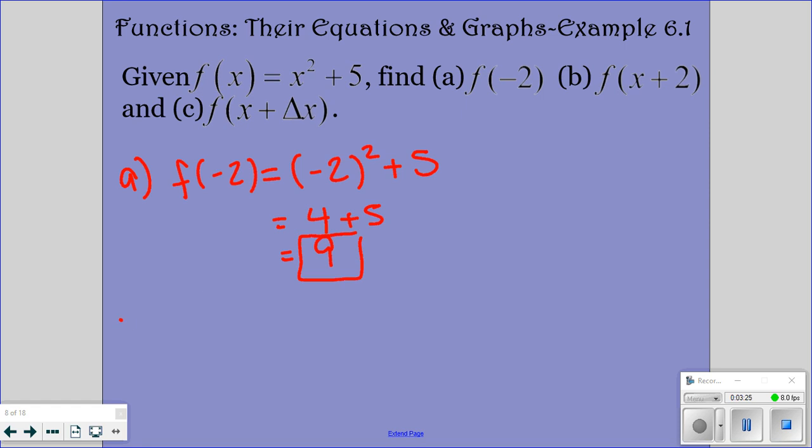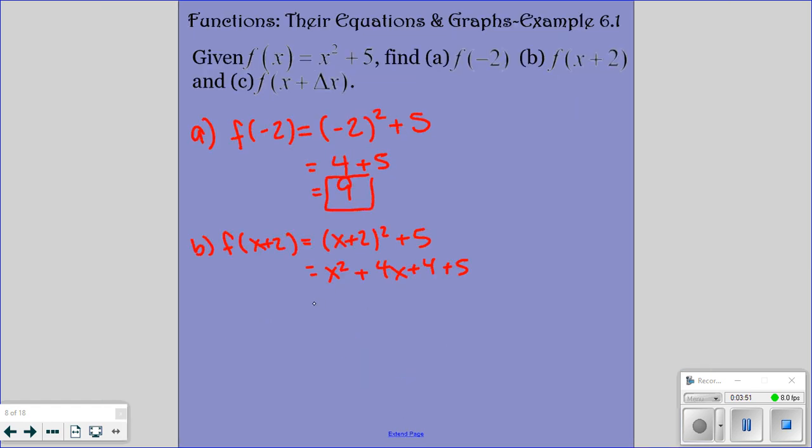For part B, f of x plus 2. So again, everywhere you have an x, you replace it with x plus 2. So instead of x squared, we're going to do x plus 2 squared, and then plus 5. So if you distribute, you have x squared plus 4x plus 4 plus 5. And then you're going to do x squared plus 4x plus 9 to combine your like terms, and that's as far as you can take it. So there's your answer right there.